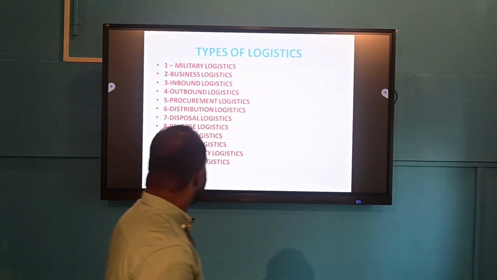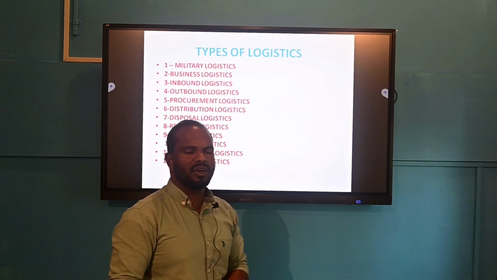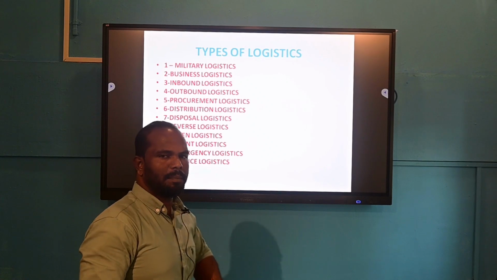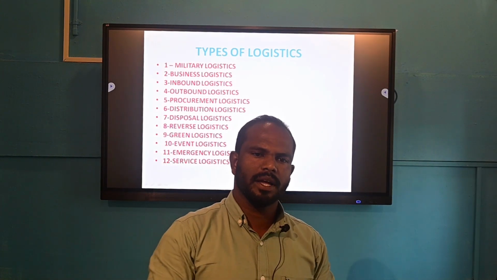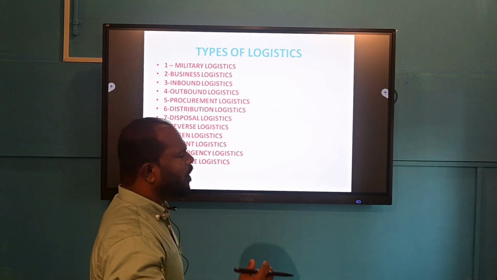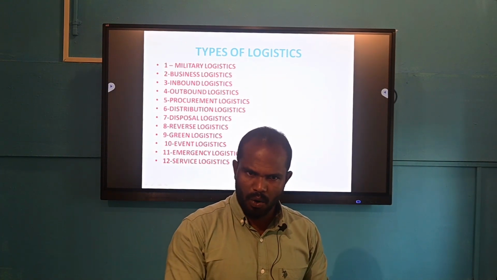to their territory. Next one is business logistics. Business logistics nowadays, the best examples are Amazon, Flipkart, etc. They are doing their business logistics operations because they are purchasing the product and selling to the customers at a higher rate. It's known as business logistics. Next one is inbound and outbound logistics. When a supplier sells product to the company, it is known as inbound logistics.